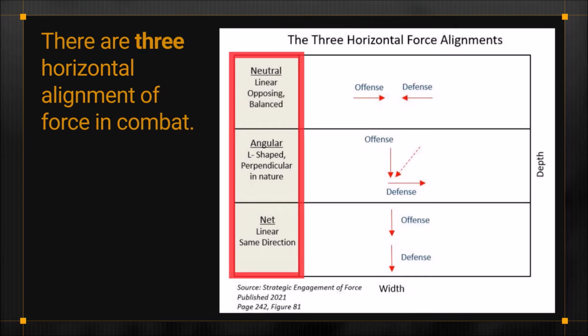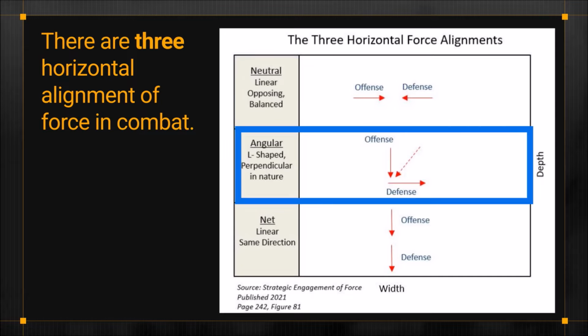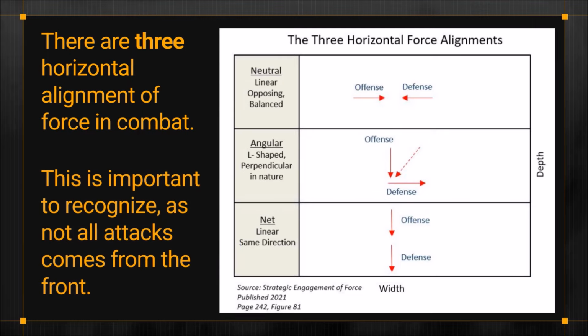There are 3 horizontal alignments of force in combat. One is the neutral force alignment, which is a head-to-head fight. 2 is the angular force alignment, where force comes from the side. 3 is the net force alignment, where force comes from the rear. This is important to recognize as not all attacks come from the front. The next use case will illustrate a net force alignment.